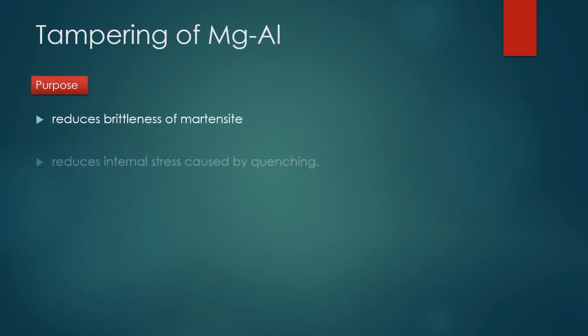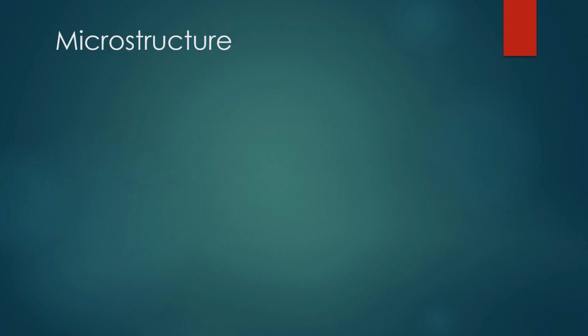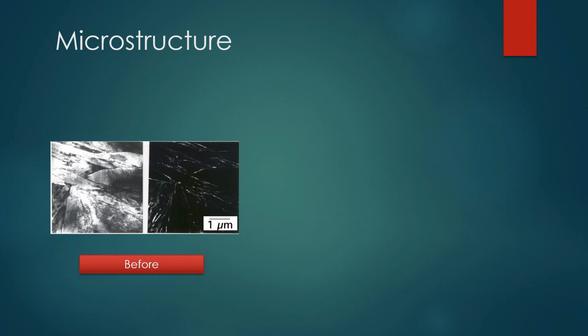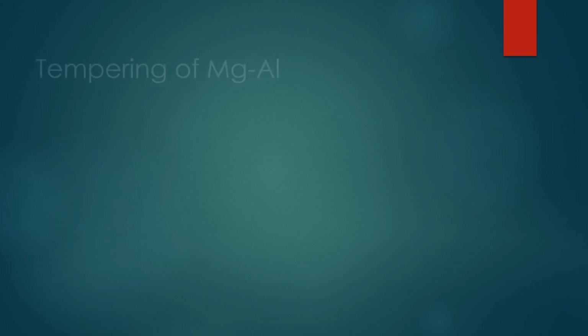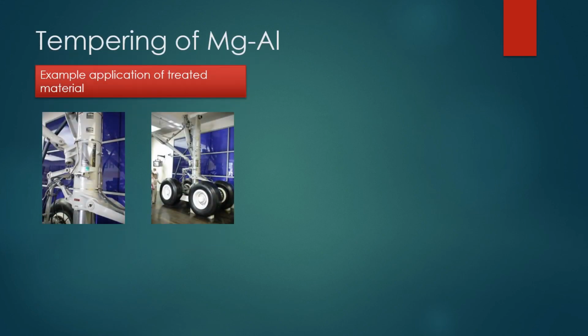The purpose of tempering. Microstructures. This is the before and this is the after. These are the examples of tempering a final product.